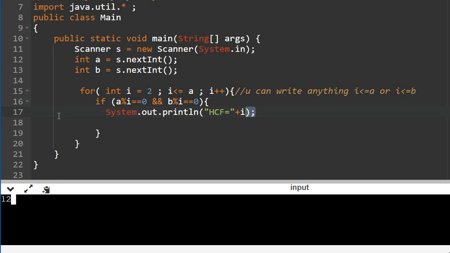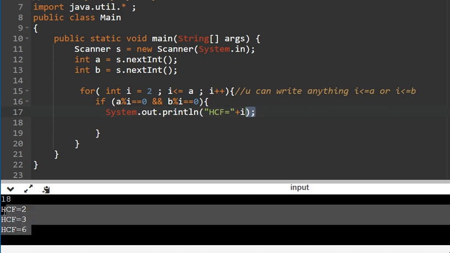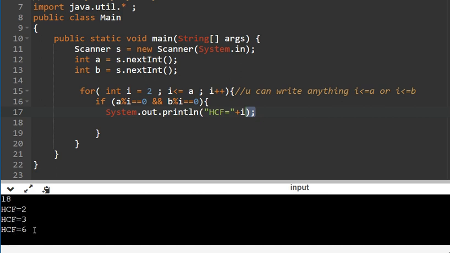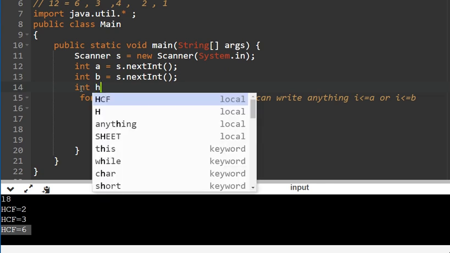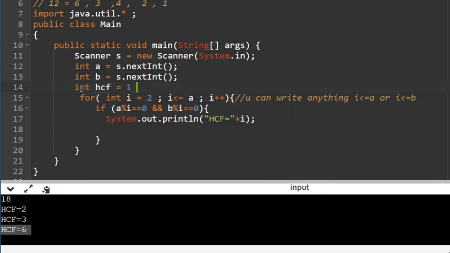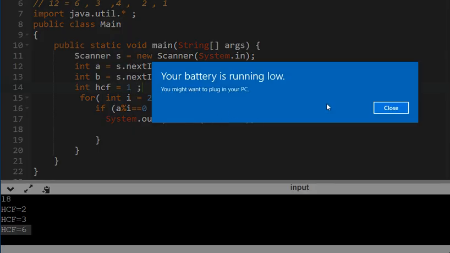let's say 12 and 18. See, it is giving me 3 results, that is 2, 3 and 6, which is wrong as our output will be only 6. Let's see how to correct this. First I will initialize int HCF is equal to 1 because 1 is always the highest common factor of any two numbers.